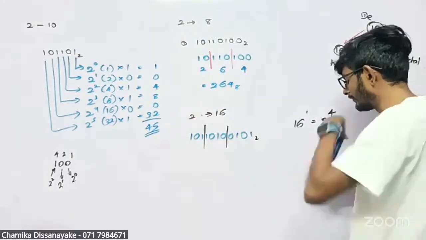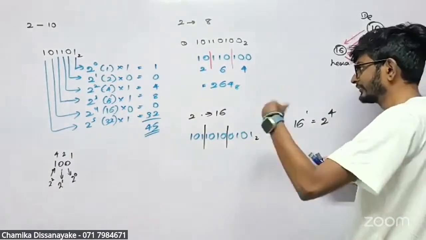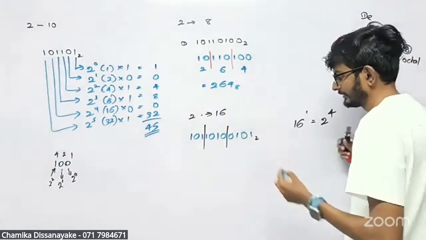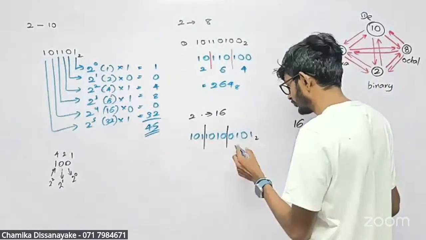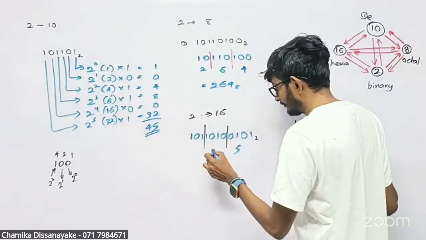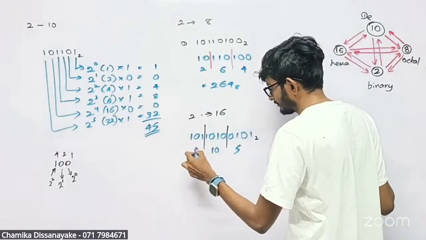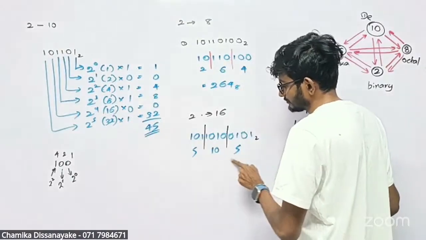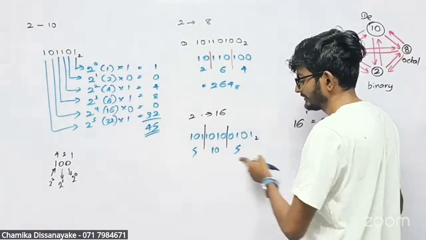So then here we have to convert that one into decimal. Here we have number 5. Here we have number 10. Here we have number 5 again. So this will be the value. I told you here this will be the value.